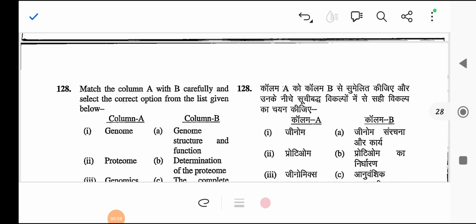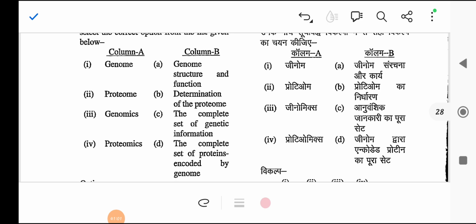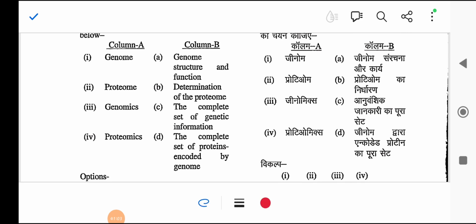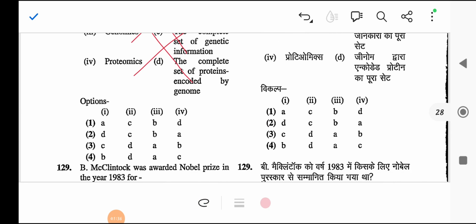Next, match the column carefully and select from the list given below. Genome is the complete set of genetic material or genetic information. Proteome is the complete set of proteins. Genomics is the genome structure and function. Proteomics is the determination of the proteome. So genome analysis is genomics, and protein analysis is proteomics. The answer here is C.